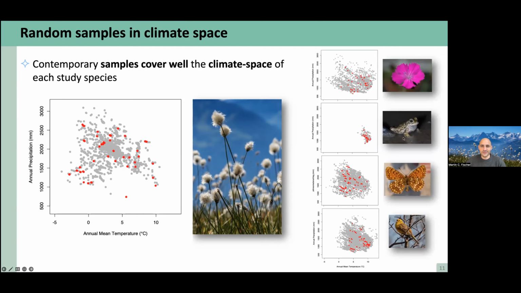And what is also obvious is, as an example, that the toad has a very narrow climate space. So it only lives in rather warm and more or less a bit drier areas in Switzerland.